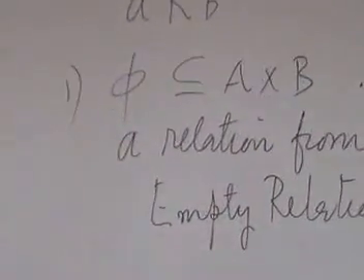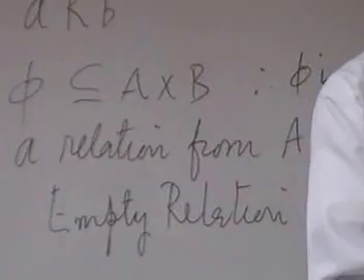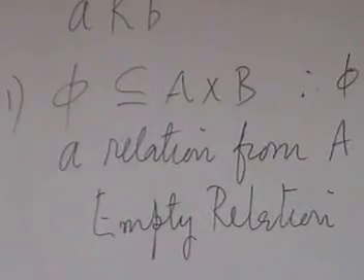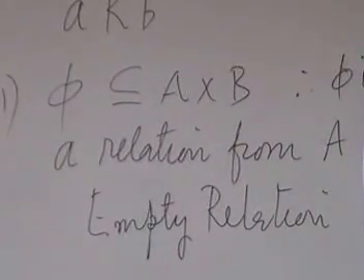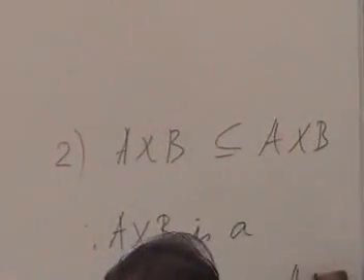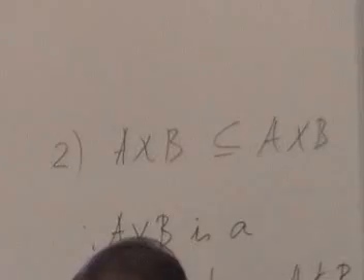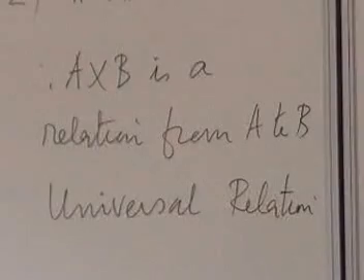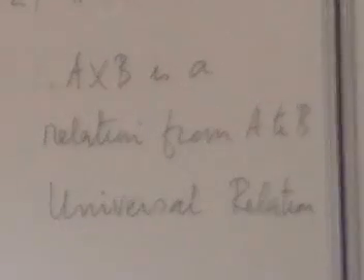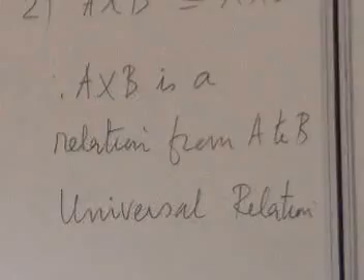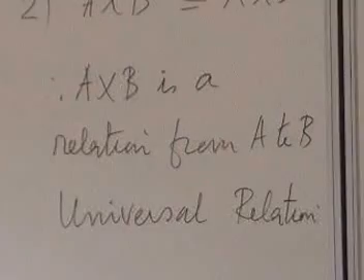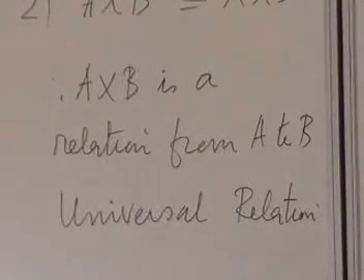And the other extreme is A cross B itself, which is contained in A cross B. So the entire thing is a relation. Therefore A cross B is a relation. This we will call the universal relation. In the empty relation, nobody in A is related to anybody in B. In the universal relation, everybody in A is related to everybody in B. Somewhere in between lies the truth.